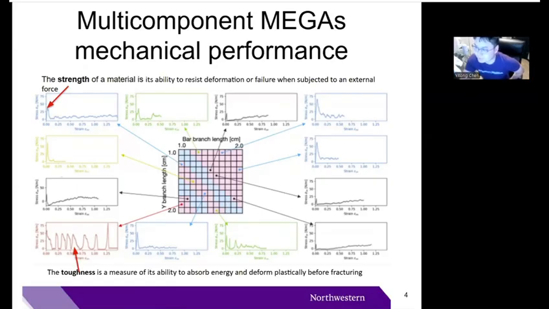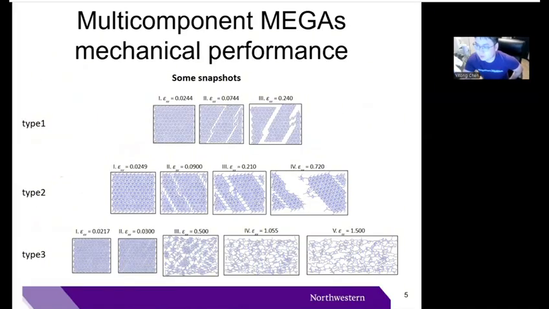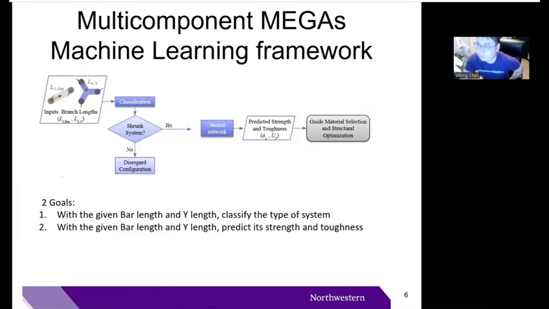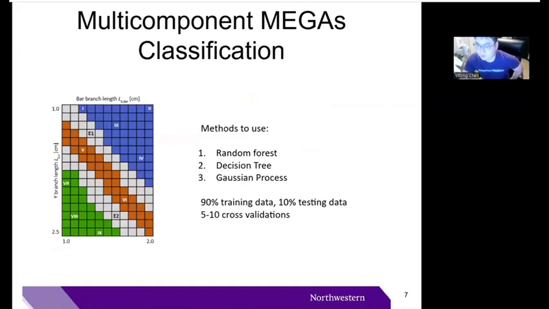For mechanical properties, we interpret strength and toughness. There are conventional trade-offs in materials. Here are some snapshots of different systems. In this machine learning framework, we have two goals. One, with given bodies and windings, we aim to classify the type of system, and we also try to predict the strength and toughness of the resulting system.